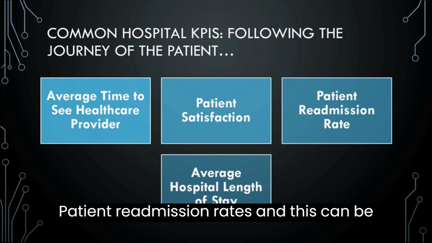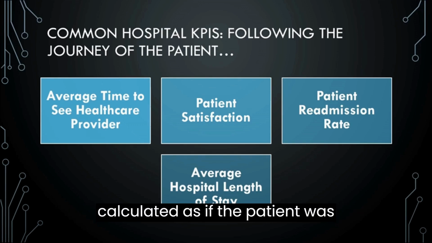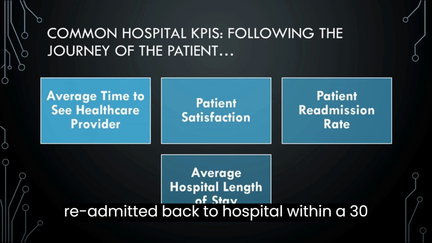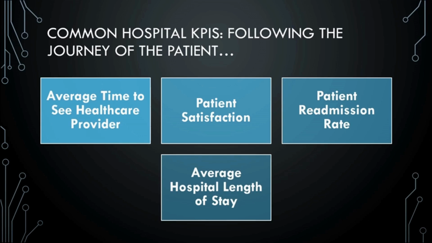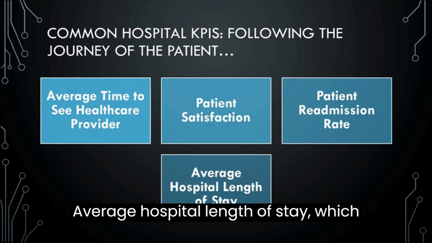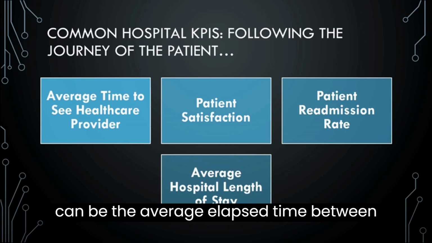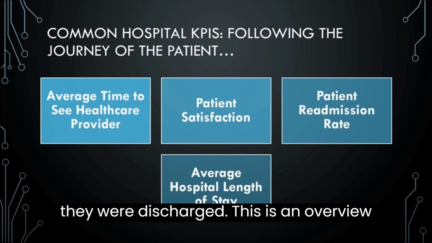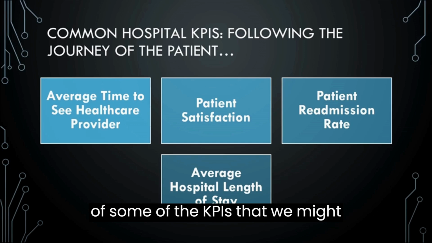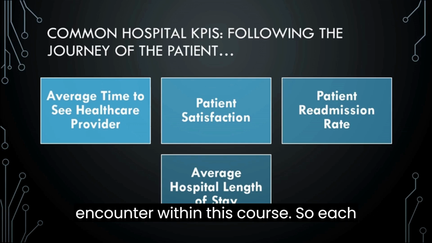Patient readmission rate, and this can be calculated as if the patient was readmitted back to hospital within a 30-day period, yes or no. Average hospital length of stay, which can be the average elapsed time between when the patient was admitted and when they were discharged. So this is an overview of some of the KPIs that we might encounter within this course.